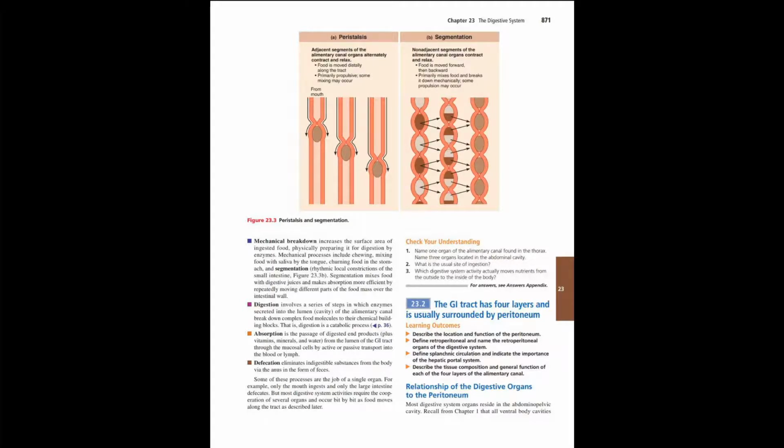Mechanical breakdown increases the surface area of ingested food, physically preparing it for digestion by enzymes. Mechanical processes include chewing, mixing food with saliva by the tongue, churning food in the stomach, and segmentation, which is rhythmic local constrictions of the small intestines, which is seen in figure 23.3b, which is right here. Segmentation.